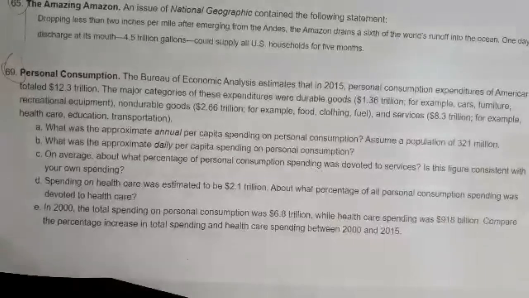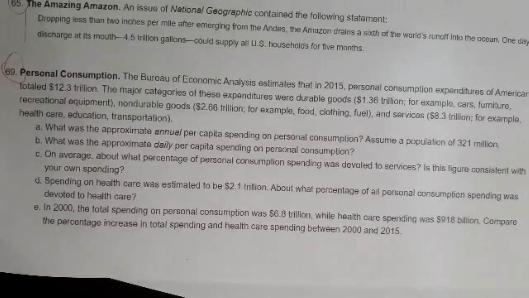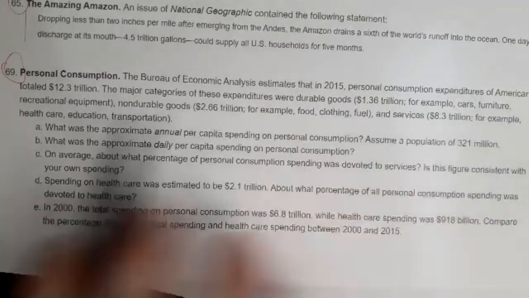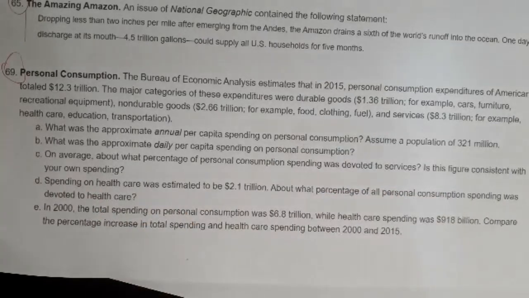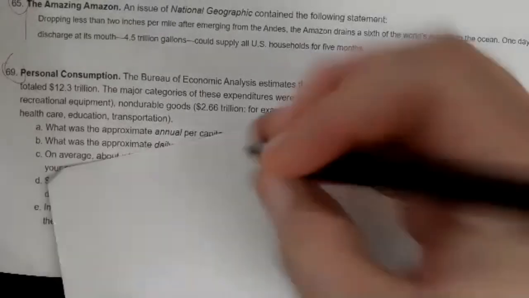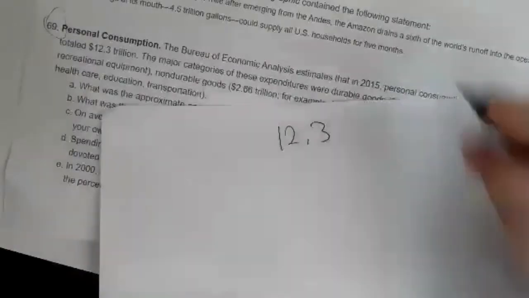Yes. Okay. The Bureau of Economic Analysis estimates in 2015 personal consumption expenditures totaled 12.3 trillion. The major categories of these expenditures were durable goods, 1.36, non-durable goods, and services. What was the annual per capita spending on personal consumption? So they're giving us this number, 12.3 trillion. This is our extent.